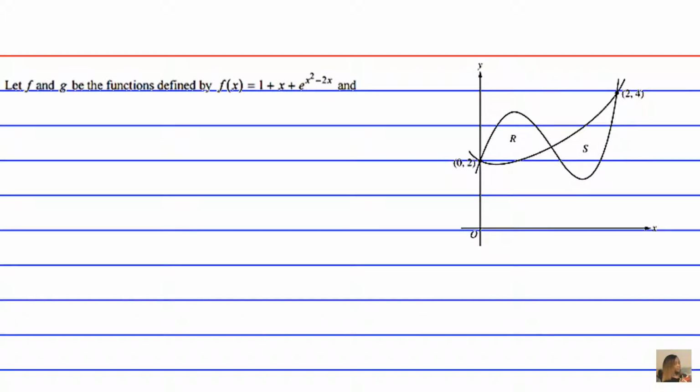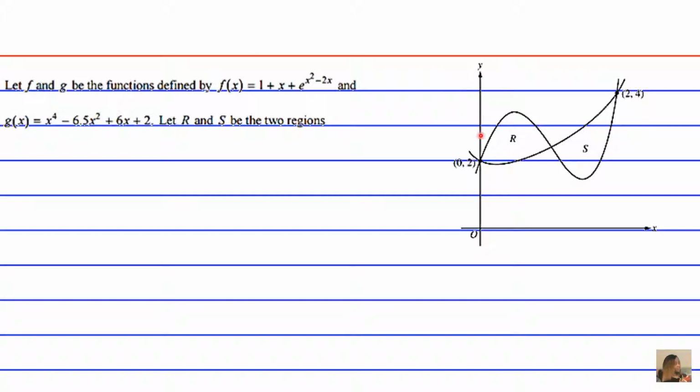All right, so let f and g be the functions defined by f of x is equivalent to 1 plus x plus e raised to the x squared minus 2x power, and g of x is equivalent to x to the fourth minus 6.5 x squared plus 6.6x plus 2.